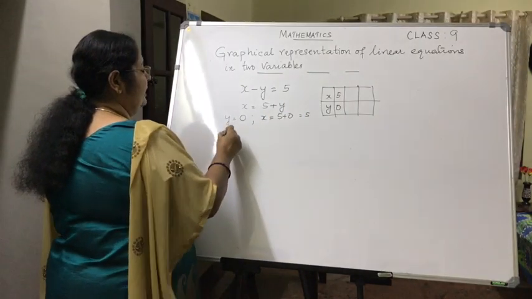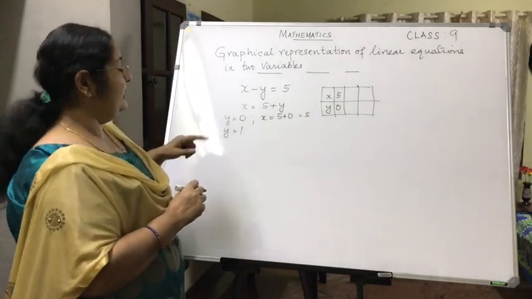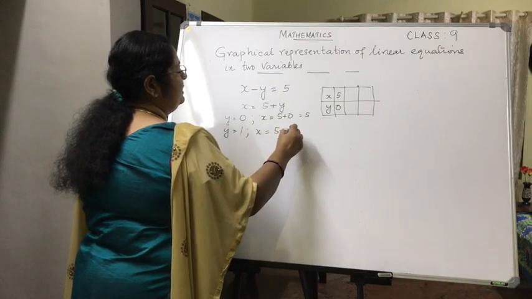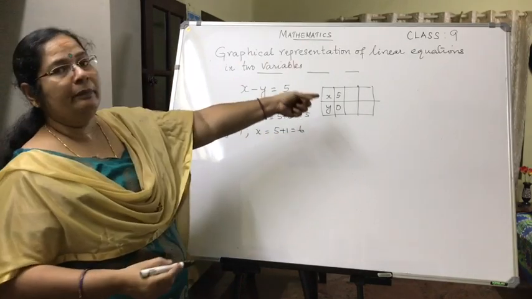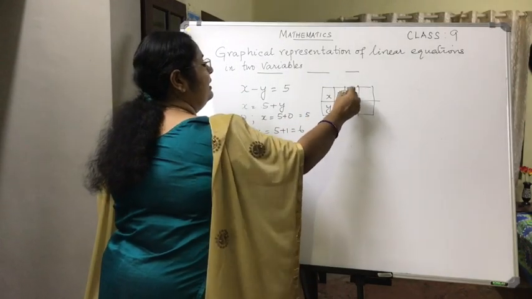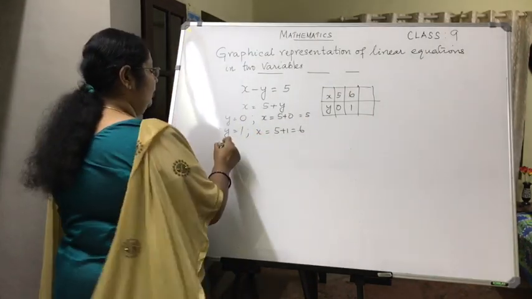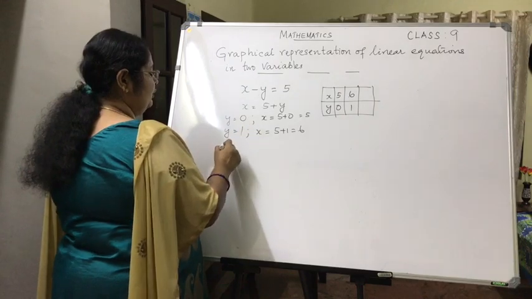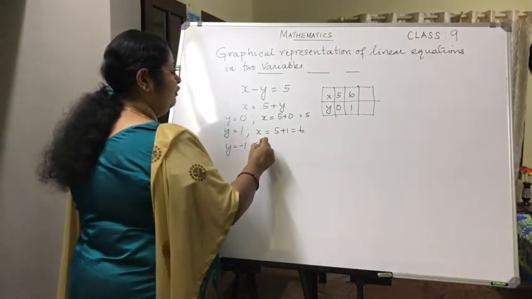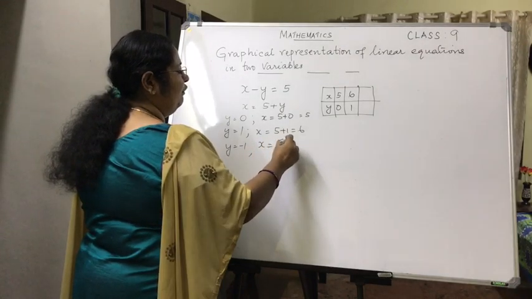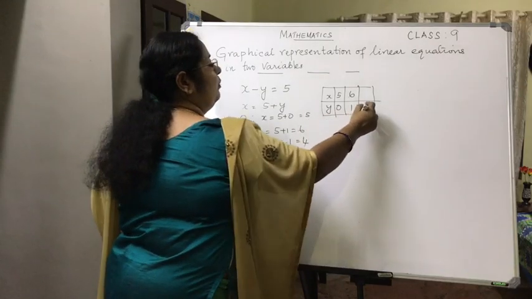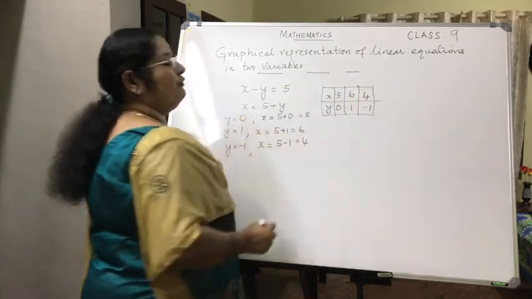Next, when y equals 1, what is the value of x? x will be equal to 5 plus 1, that is 6. Soon you will be filling the columns in the table. That is, when y is 1, x is 6. Now you can take one negative value also, y equals minus 1. When y is minus 1, what is the value of x? x will be equal to 5 minus 1, which is 4. So the pair is y equals minus 1, x equals 4.